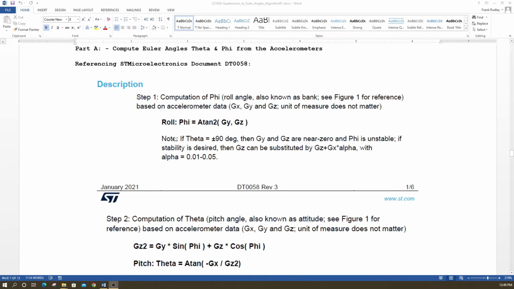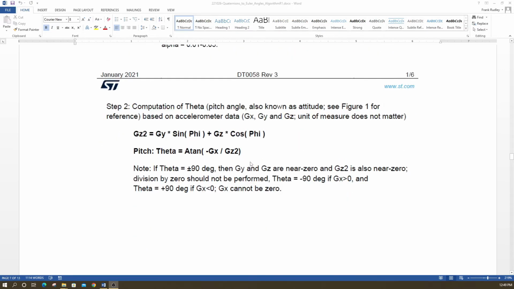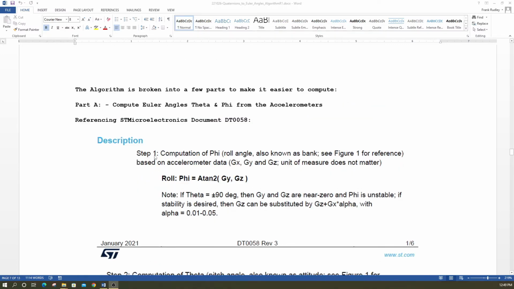Step one is the computation of phi, which is the roll angle. Basically the roll angle phi is the inverse tangent of the y acceleration over the z acceleration. So that's how you compute phi. And there are some recommendations here also. Step two is the computation of theta, which is the pitch angle. And this is also from the accelerometer, as previously in step one.